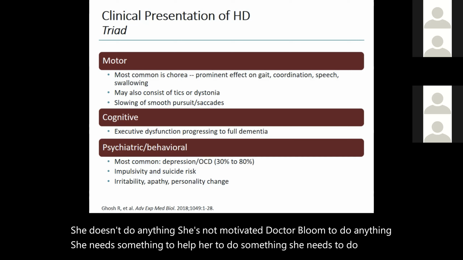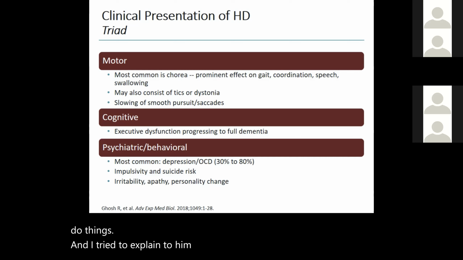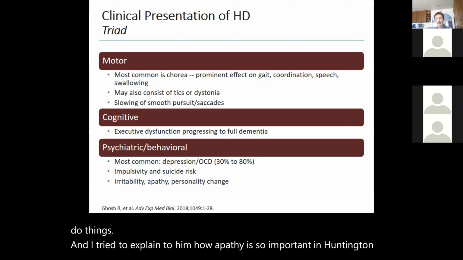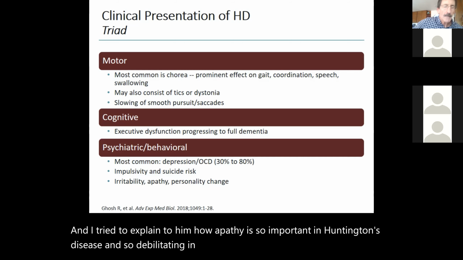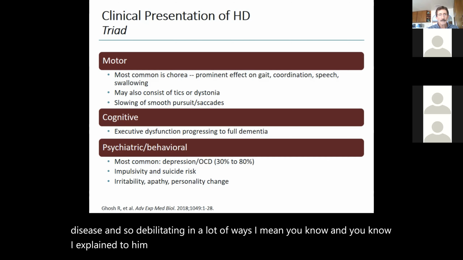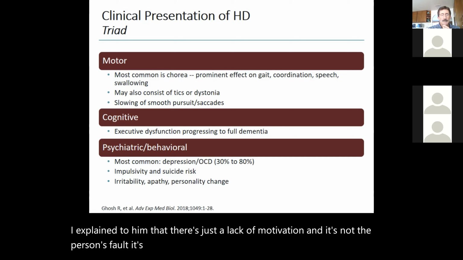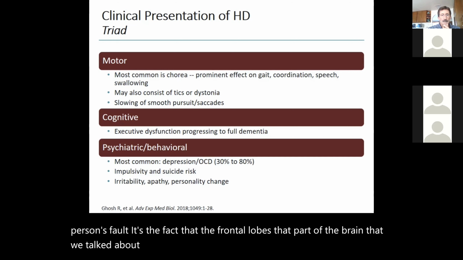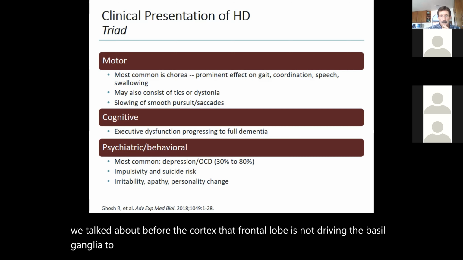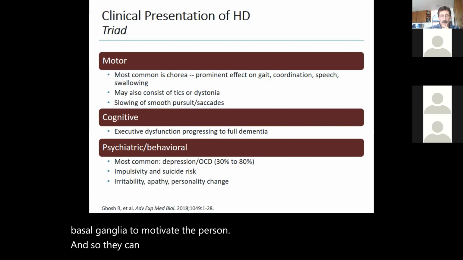And I tried to explain to him how apathy is so important in Huntington's disease and so debilitating in a lot of ways. I explained to him that there's just a lack of motivation, and it's not the person's fault. It's the fact that the frontal lobes, that part of the brain that we talked about before, the cortex, is not driving the basal ganglia to motivate the person. And so they can sit there, like he says, she sits there on the couch.